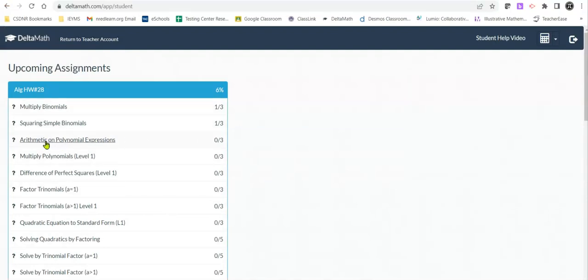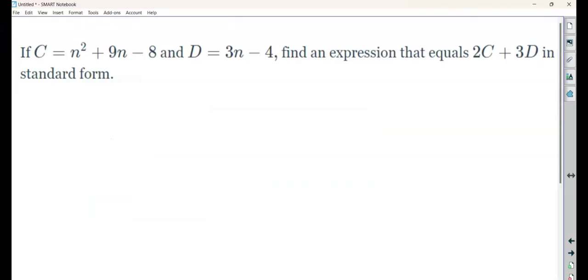The next section is arithmetic on polynomial expressions, and that's where you'll be adding or subtracting or maybe some simple distribution. So let's take a look at our question here. We have if c equals this polynomial and d equals that polynomial, find an expression that equals 2 times c plus 3 times d in standard form. So take note, your answer has to be in standard form.